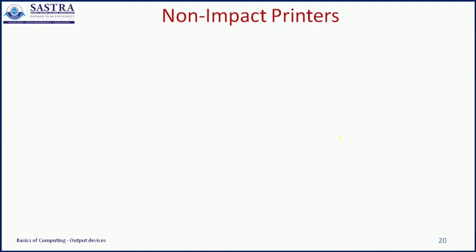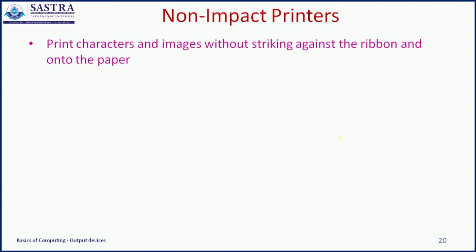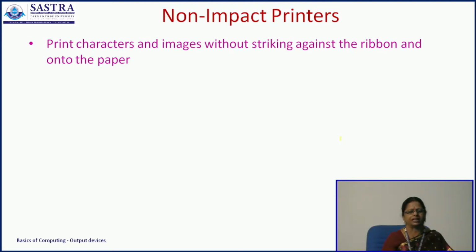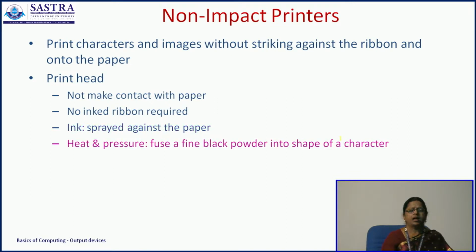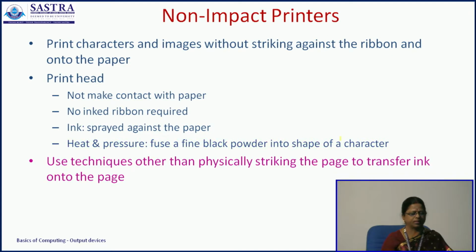Having seen the types of impact printers, let us now move on to the non-impact printers. Non-impact printers help in printing characters and images without striking against the ribbon and onto the paper. That's why it's called non-impact, because they don't make an impact on the paper. The print head doesn't make contact with the paper. No ink ribbon is required and so ink is sprayed against the paper. Heat and pressure applied will fuse a fine black powder into the shape of a character in the case of a black and white printer.